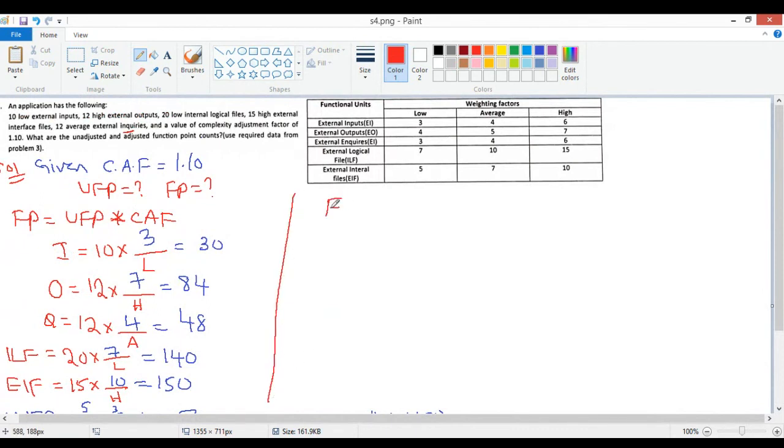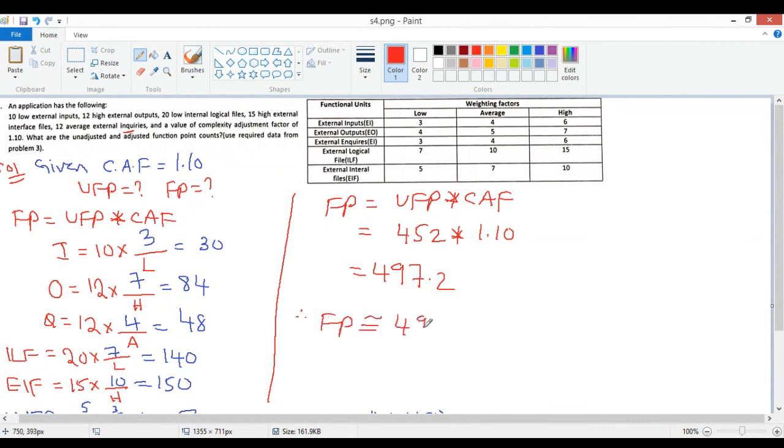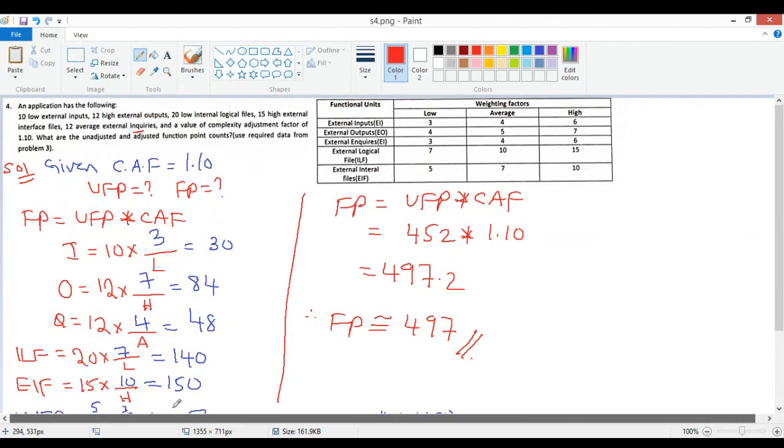So now after getting this, let us find out function point. FP is equal to unadjusted function point multiplied by complexity adjustment factor. So UFP is 452 multiplied by complexity adjustment factor, given as 1.10. So 452 multiplied by 1.10 will give you nearly 497.2. So we take function point as 497. Okay, so we solved the problem. The good point was complexity adjustment factor was already given. This is your problem number 4.